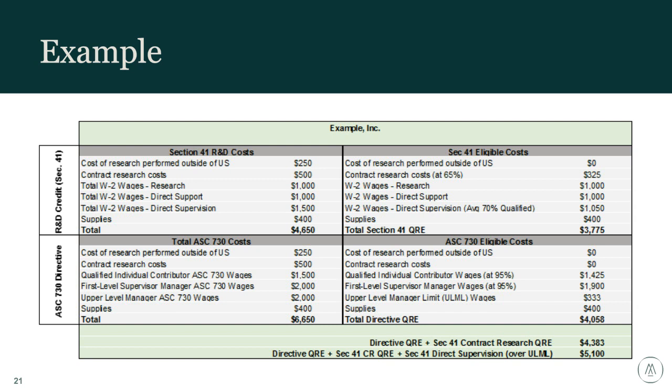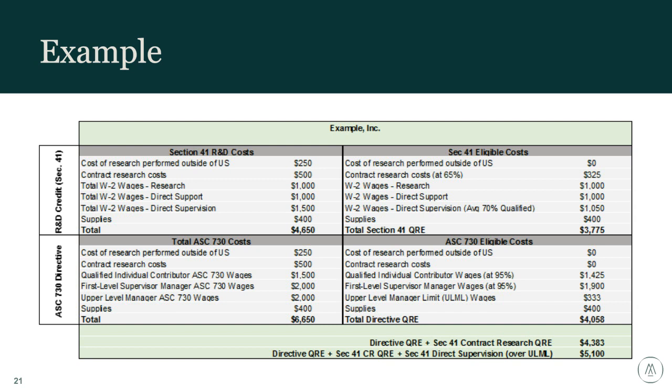So comparing between the two as far as what's resulting under ASC 730 versus what would result under the Section 41 analysis, in this example it would be slightly higher. And usually that's going to be attributable to the qualification rates that the employees are able to be included at, that 95%. And in other instances that we've seen, it's the amounts of supplies that are includable based on the accounts that we're seeing in ASC 730. Sometimes that can be a generator there as well.